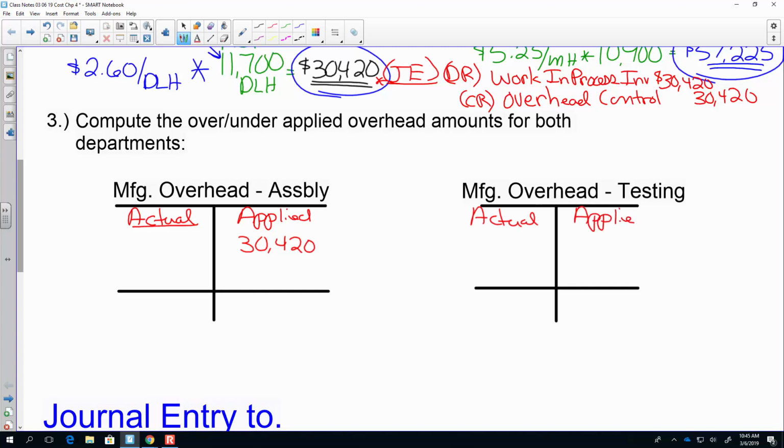And for the testing department, 57,225 was the applied amount. And you can see the credit, right? The credit that was mentioned, this 30,000 credit to overhead control, is the credit into the T account, right? So that looks perfect. So use your journal entry to help you remember which side of the T account that number goes upon. Now they did give us the actual numbers.